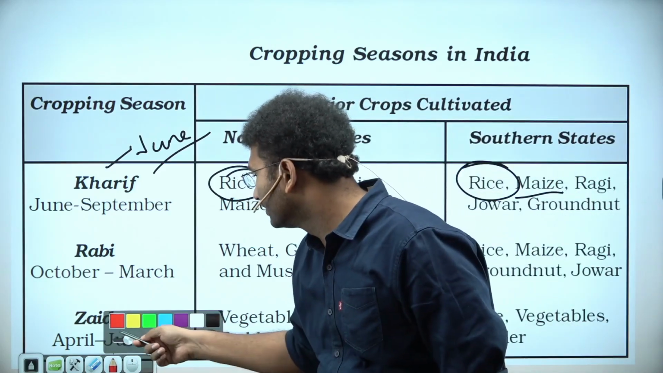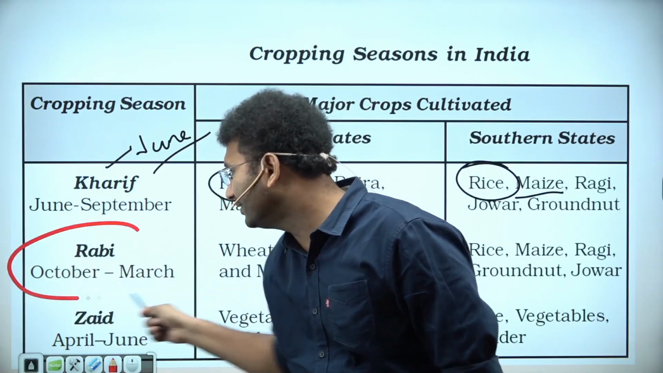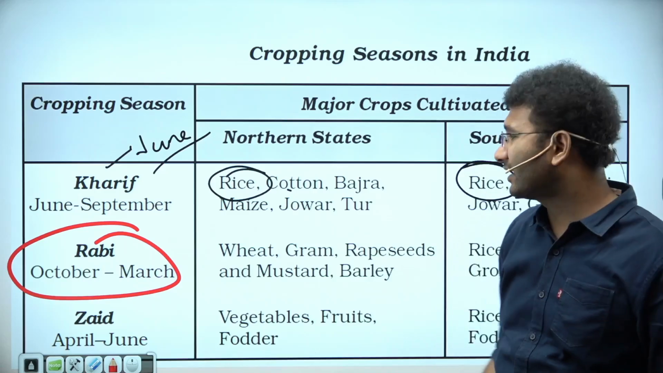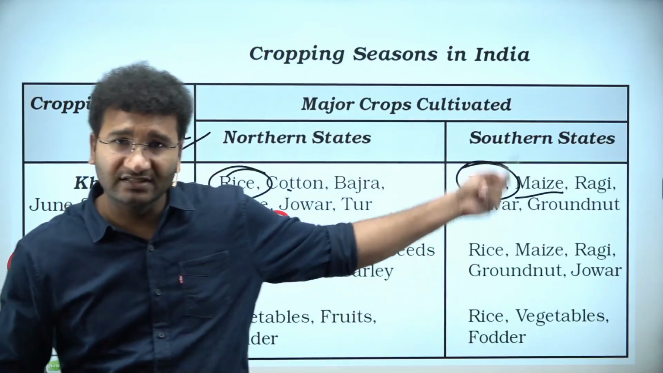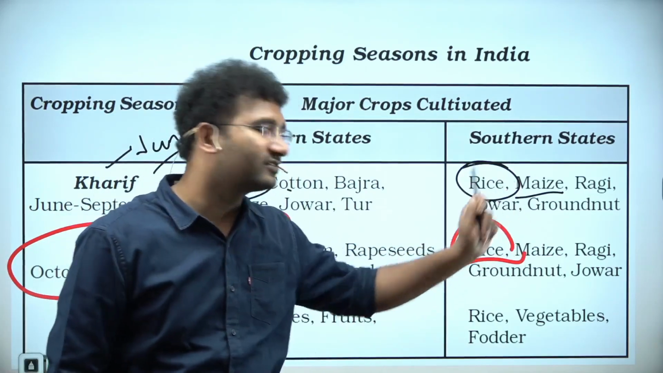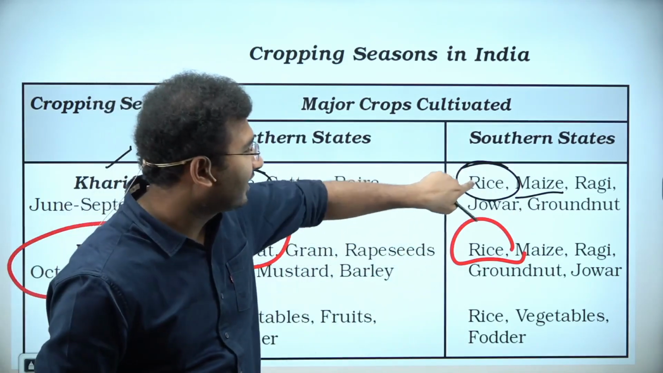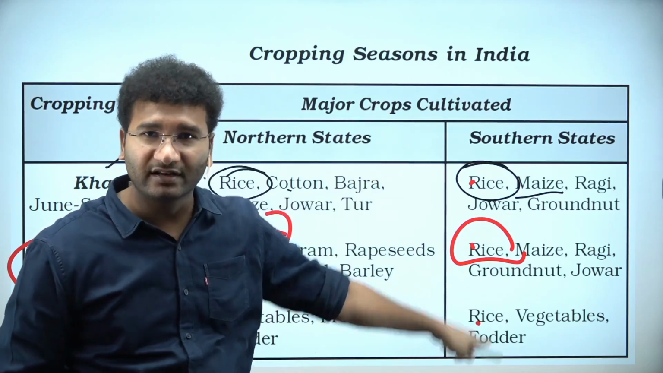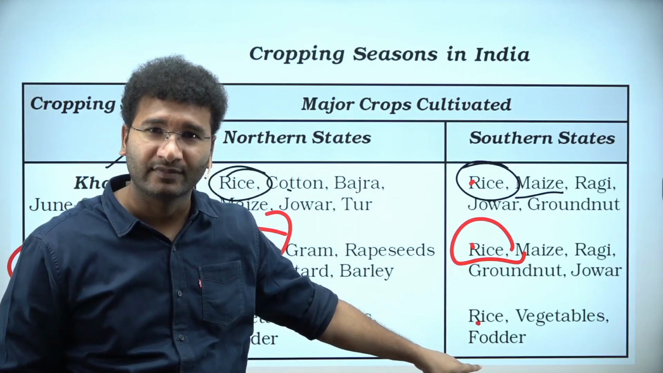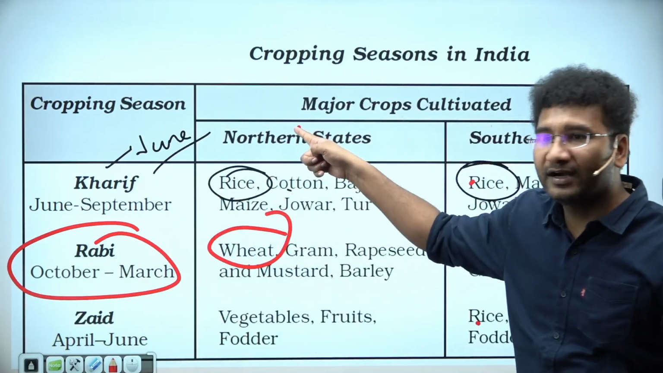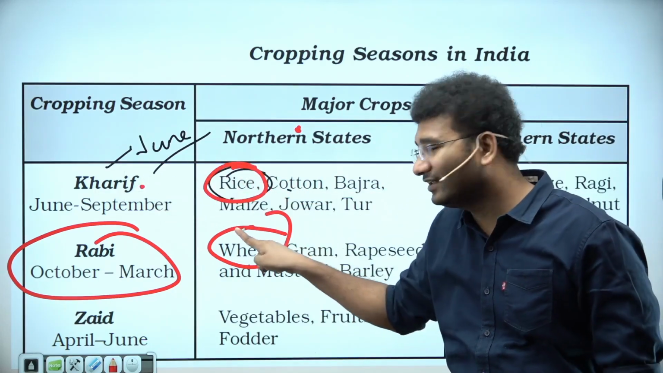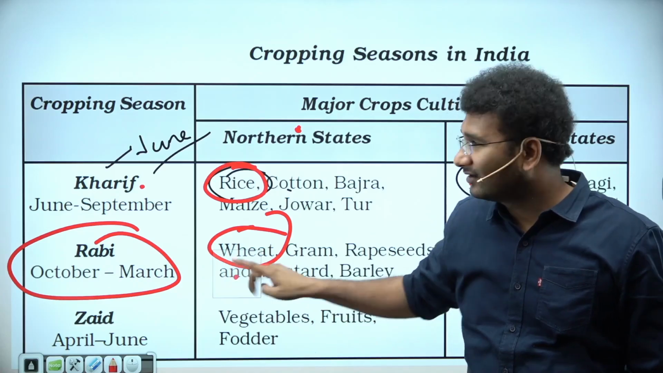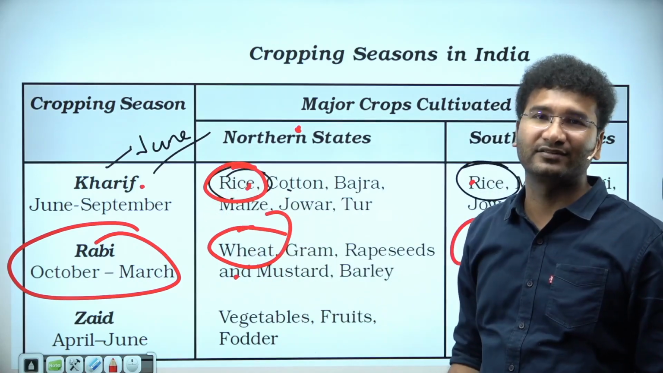But come to the month of Rabi, the month of October. This is the time period where wheat is grown in the northern part of India. But come to the southern part of India, here rice is grown. That means, can I say rice is grown all throughout the year in the southern part of India? But come to northern part, rice in the June summer time period, wheat in the winter time period. Right? This is the fundamental difference.